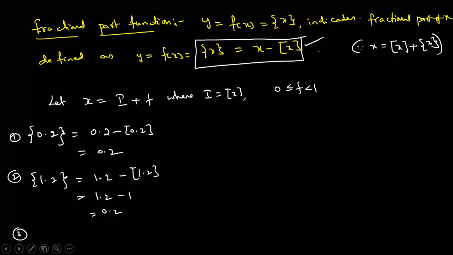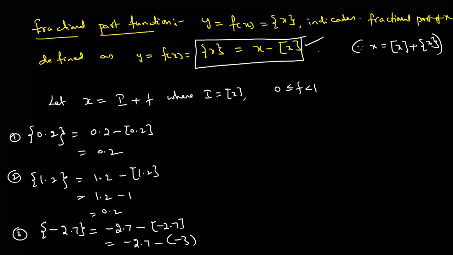3. Fraction part of minus 2.7. Anyone? Minus 2.7 minus the integral part of minus 2.7. That is minus of minus 3. So that is 0.3.